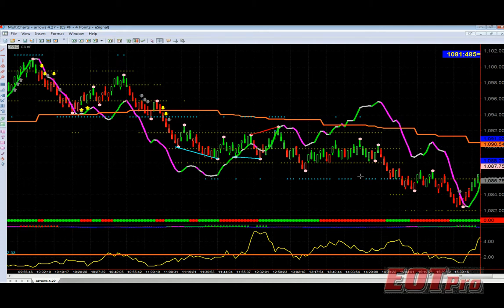Now, for overnight trading, you may have to turn bar time off. But for trading in the normal session, I really feel that bar time can be a definite advantage, and we can monitor many markets at the same time with Bill's Arrows 4.26.